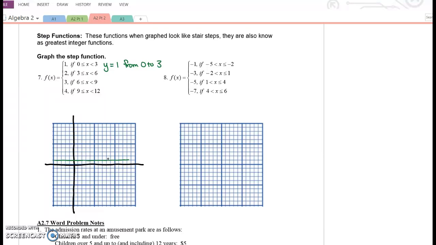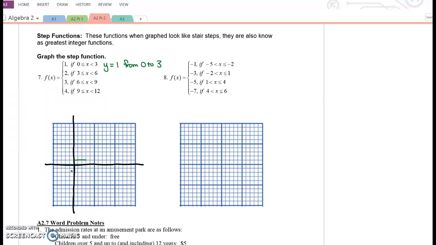But the conditions are we only want the x values from 0 to 3. So I only really want, erase that, from 0 to 3. Just that little chunk of that horizontal line.